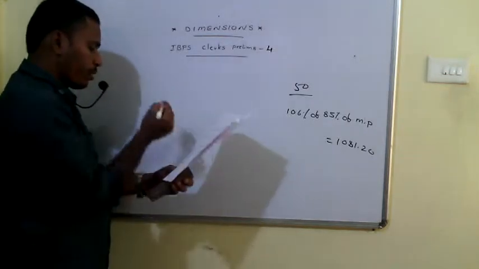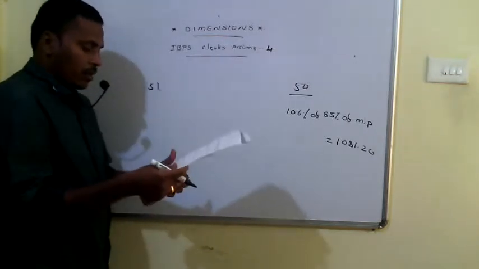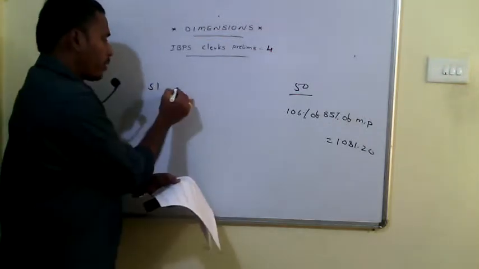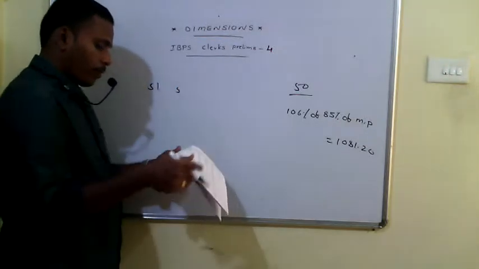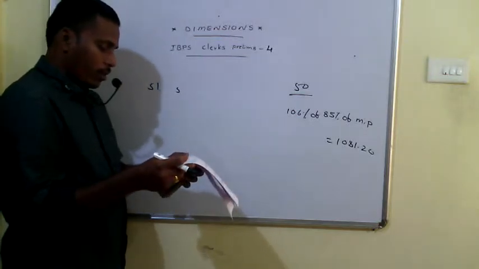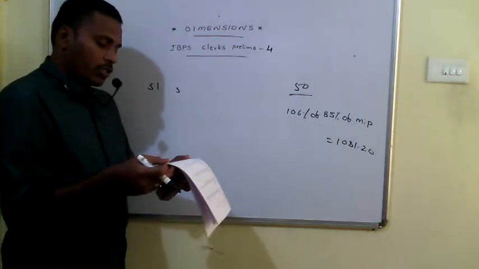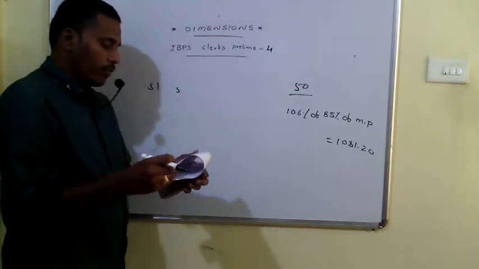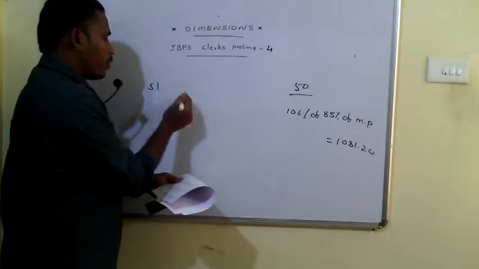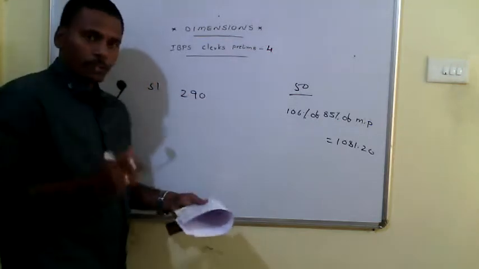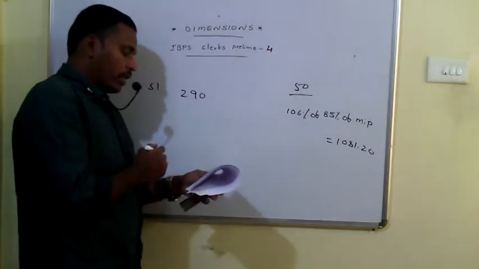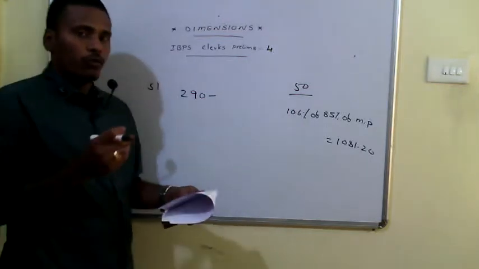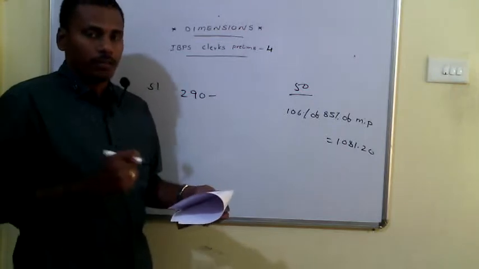Then coming to the 51st. The sum of the 5 numbers is 290. The average of the first two numbers is 48.5 and the average of the last two numbers is 53.5. The sum of the 5 numbers is 290. So we need to get the third number. To get the third number from the sum of the 5 numbers, we need to remove the 1, 2, 4, 5 numbers from this sum.